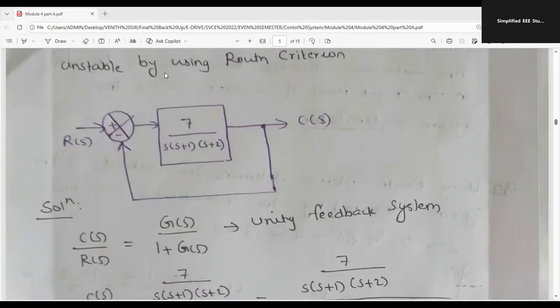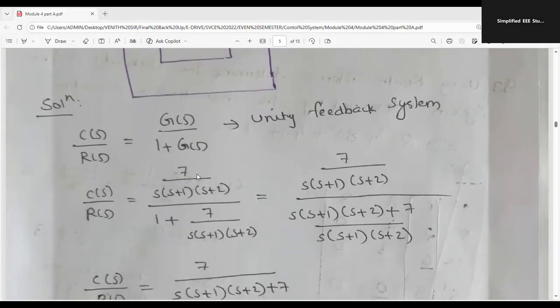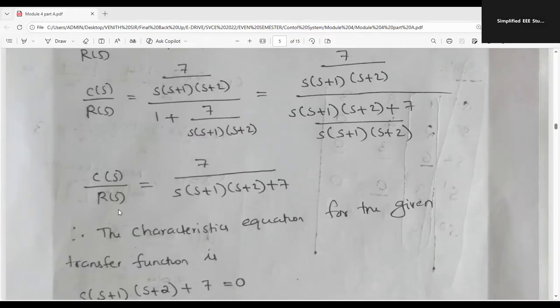That means the block diagram which is given, I converted it into a simple transfer function using the simple formula G(s) by 1 plus G(s)H(s). Since H(s) equals 1, it is considered a unity feedback system. Therefore, C(s)/R(s) equals 7 by this particular term.